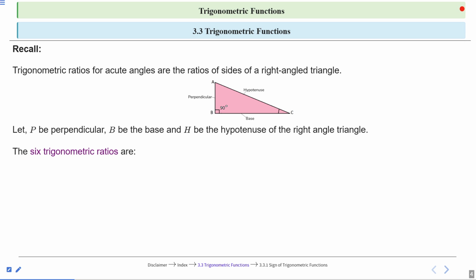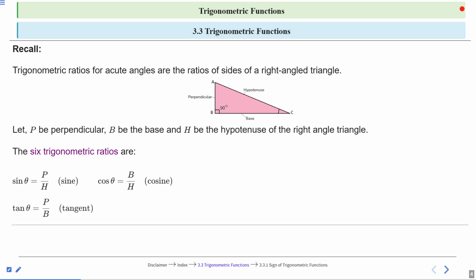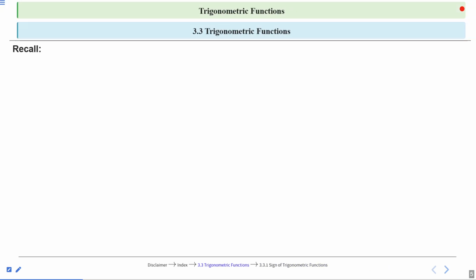The six trigonometric ratios are sine theta, which is P by H, cos theta, which is B by H. Sine theta is perpendicular by hypotenuse, cos theta is base upon hypotenuse, right? Tan theta is basically perpendicular upon base, which is a short form of tangent function, right? Tangent theta. Okay.